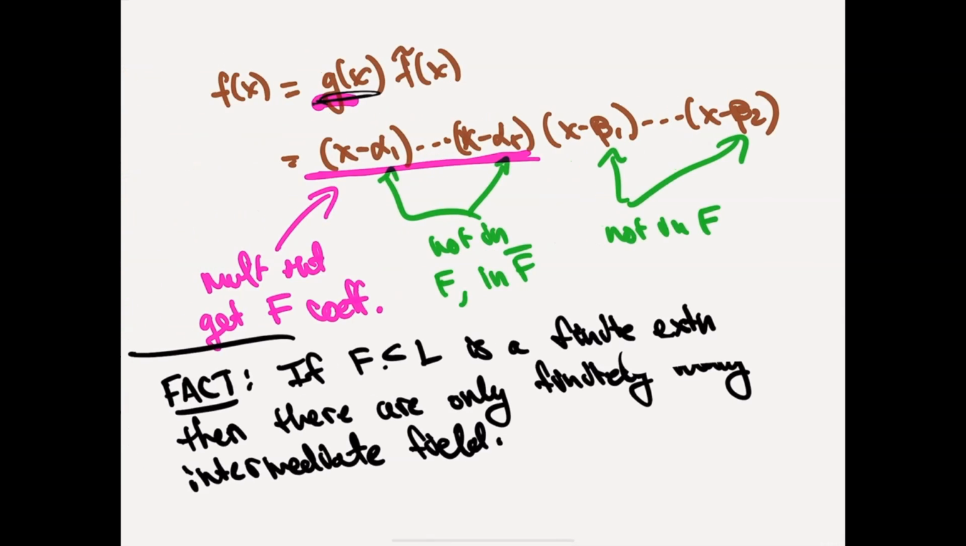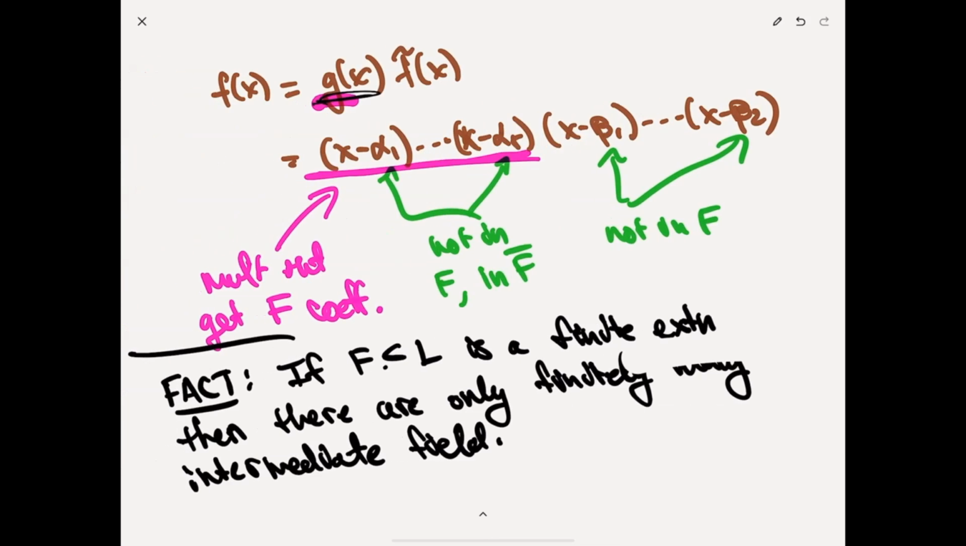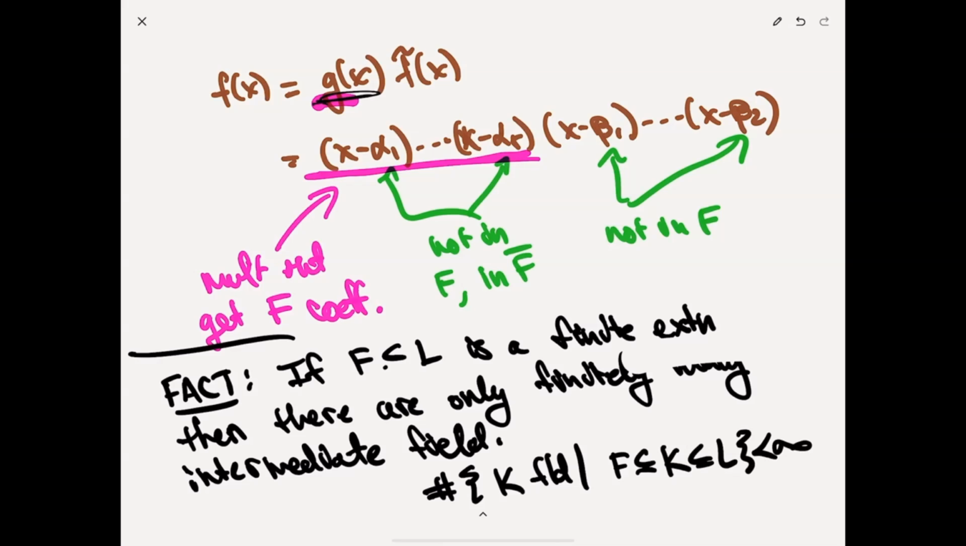Okay, added more pages. So there's finitely many intermediate fields. So what does that mean? It means that the number of K, which is a field, with K in between L and F, is less than infinity.